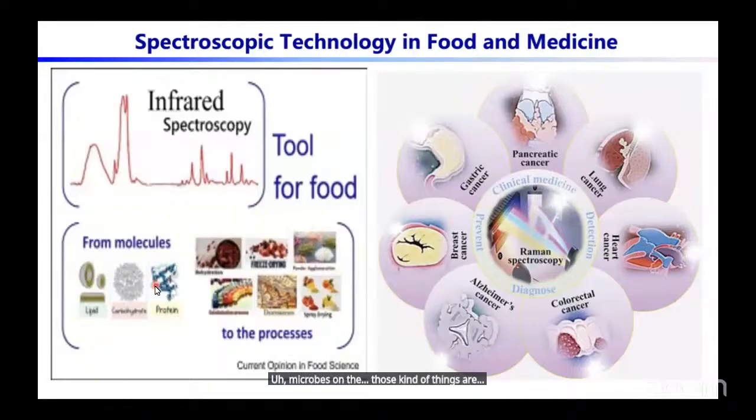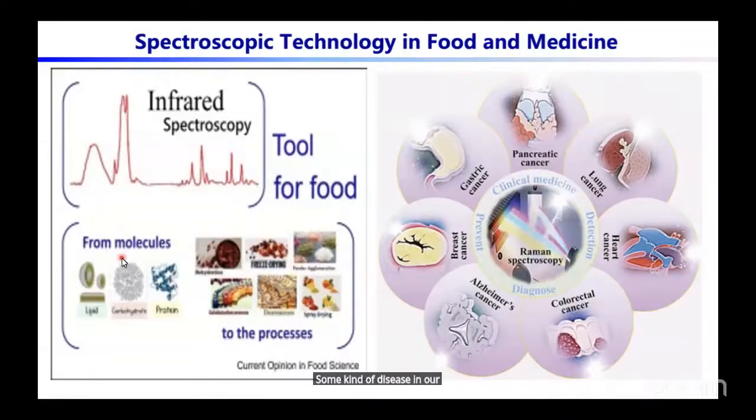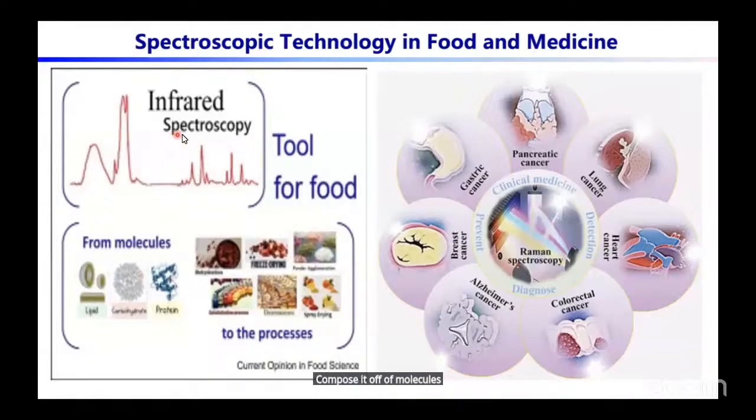For instance, if there are some toxic materials in the food, certainly it affects the quality of the food. If there are some harmful microbes, it can actually cause some kind of disease in your body. So this is the state of the molecules and also the state of the microbes. Of course, microbes are composed of molecules. So these states can be detectable by, for instance, infrared spectroscopy, IR spectroscopy.